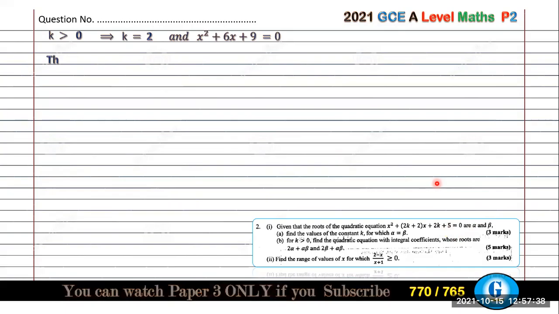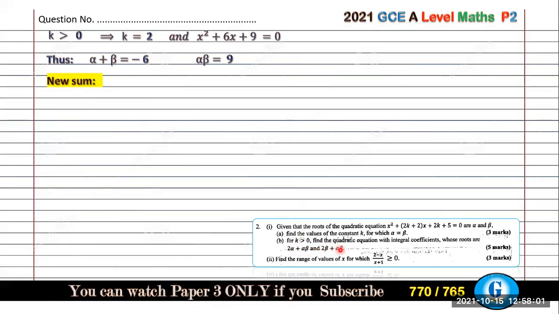So from here now, we have alpha plus beta in this equation is minus 6, because this is x squared minus sum of roots plus product. So alpha plus beta is minus 6 and our alpha beta is equal to 9. Now let us look for the new sum, because they want us to use 2 alpha plus alpha beta and 2 beta plus alpha beta.